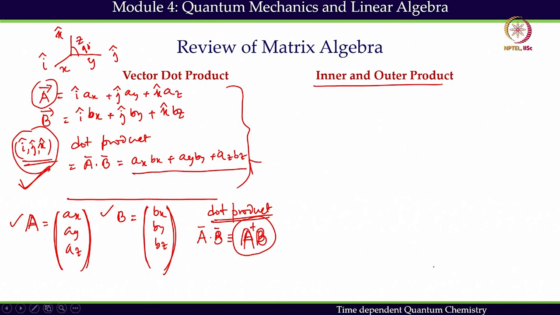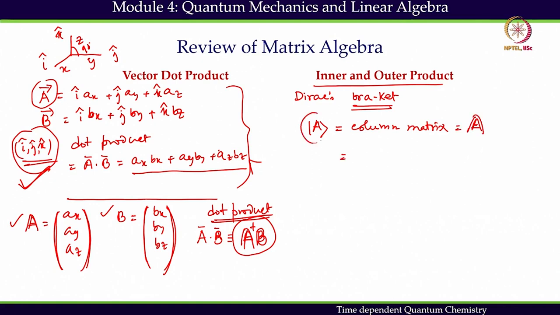Inner product. Before you represent the inner product, a column matrix represents a vector. I have already mentioned that one, and if I use Dirac's bracket notation, it is not bracket, the C is missing here. It is called bracket notation, but the meaning is similar. In the Dirac notation, this A, the column matrix, is represented by this notation. It is nothing but A1, A2, A3, like this.